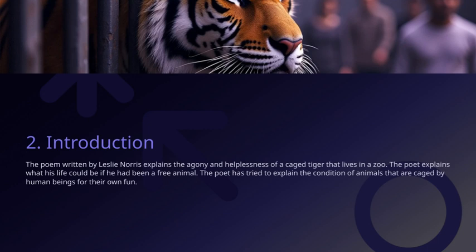But he also takes a moment to imagine what life could be like if the tiger were free, roaming in the wild, living as nature intended. This contrast helps us understand the profound impact that captivity can have on animals. Norris's words serve as a poignant reminder of the suffering caused when humans cage animals simply for entertainment or spectacle. It ties into our overall theme about the responsibilities we have towards animals and the importance of respecting their natural habitats.